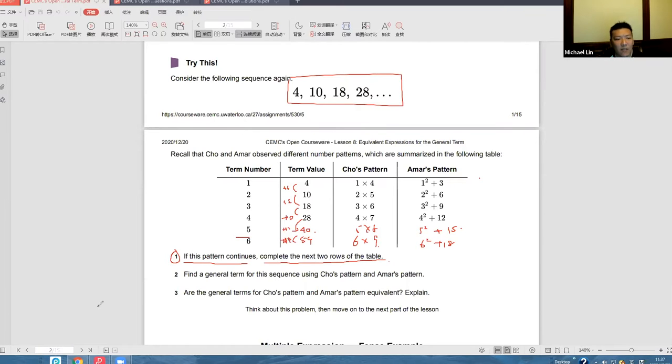So now it's asking, find the general term for this sequence using Cho's pattern and Amar's pattern. Who can tell me the general term for, let's start with Amar's pattern. I think it's easier. So let's start with Amar's pattern, and then afterwards, we'll see if people can tell me the general rule for Cho's pattern. You'll notice they work out to be exactly the same thing. So it doesn't matter how you analyze this pattern. There's multiple ways of us finding the same answer.